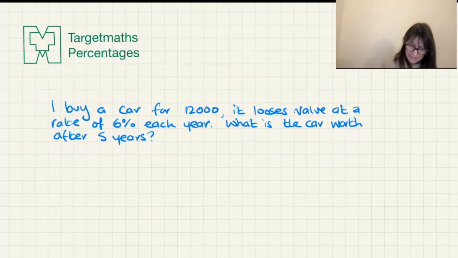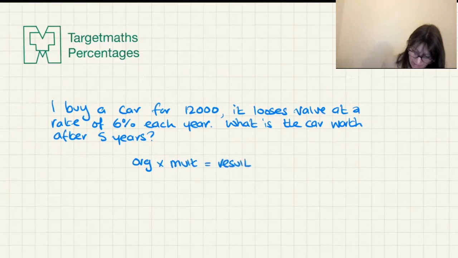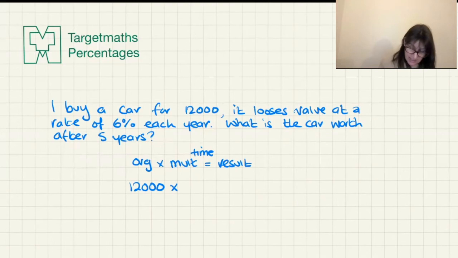Okay, this question. Now this is a decrease, it's losing. So my multiplier is going to be the 100 take away. Okay, so I've got original times multiplier equals results, and then I've got a period of 5 years, so I've got my add-on. My original is 12,000. 100 take 6 is 94, so 0.94 is my multiplier with that power of 5 for time.